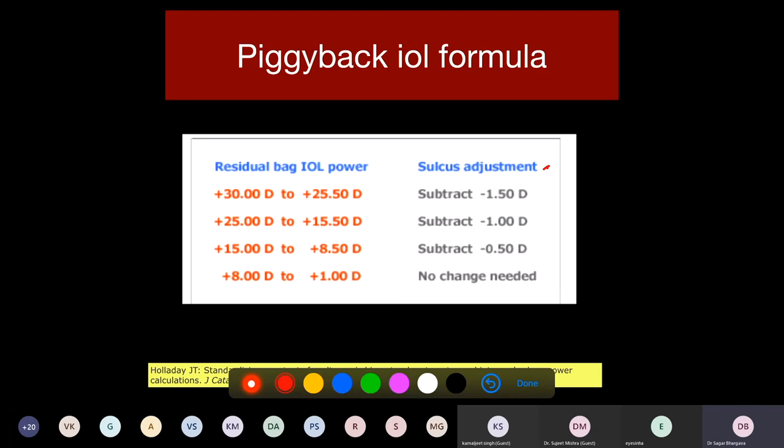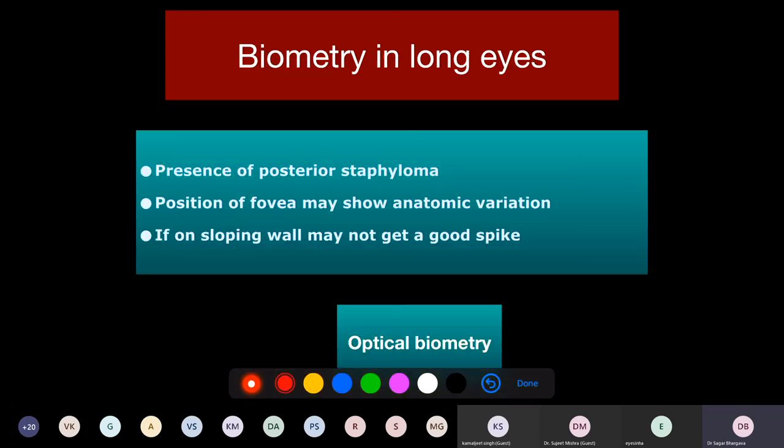So this sulcus adjustment is done based on the power that you need to correct. So in our case, it's 15. So you'll have to subtract 0.5 from 15, so it will become 14.5. So you will put a 40 diopter lens and a 14.5 diopter lens in the sulcus to give you correction for 55. In long eyes, the problem is posterior staphyloma, and posterior staphyloma increases as the axial length increases.